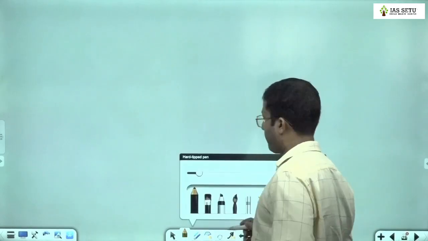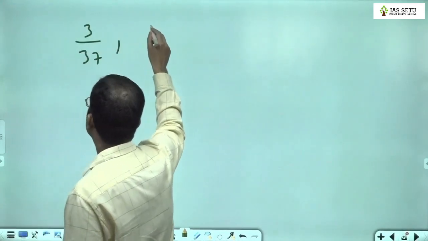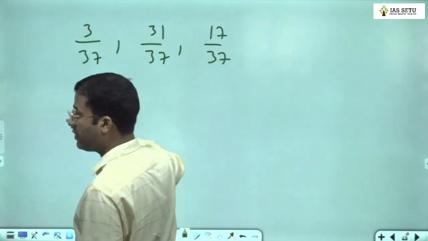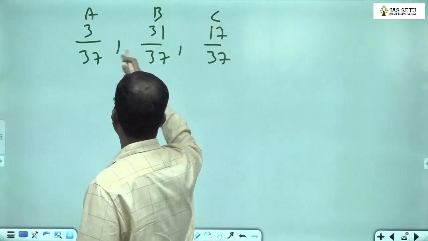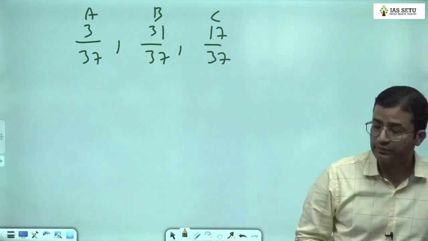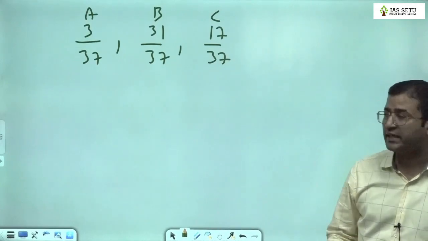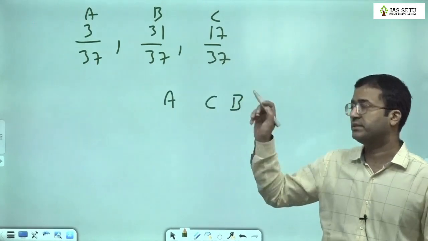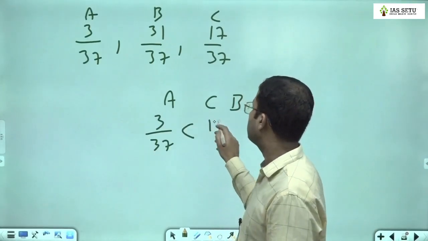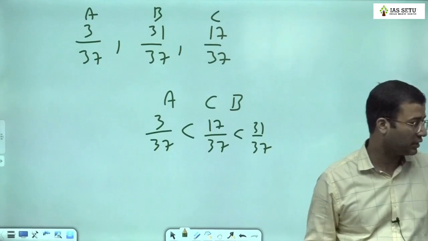Now take your time. 3 by 37, 31 by 37, 17 by 37. When you give the answer, you take them as A, B, C. So you have to tell me in ascending order. Or you tell me which one is the smallest out of these A, B, C. Which one is the smallest? A. Which one is the largest? B. If we arrange in ascending order, we will say A, C, B. The first one is the smallest, which is 3 by 37, smaller than 17 by 37, smaller than 31 by 37.